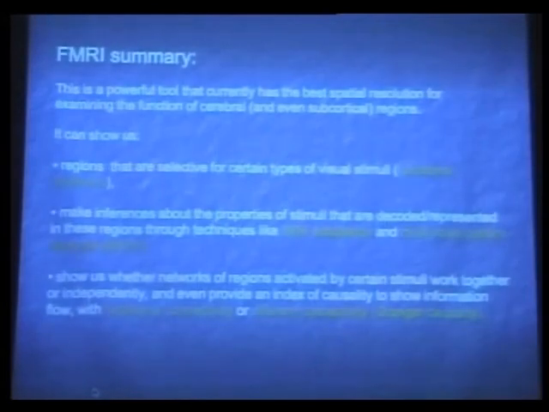So, to summarize, fMRI is a powerful tool that has the best spatial resolution for telling us what parts of the brain are doing what. It can show us which regions are activated by certain visual stimuli. It can tell us a little bit about what's going on and represented in different areas: what specifically does this area of the brain like about faces, about moving objects, and so on. And it can also show us how these networks work, whether they're working together or independently, and even give us a sense of the direction of information flow and an index of causality. Okay.